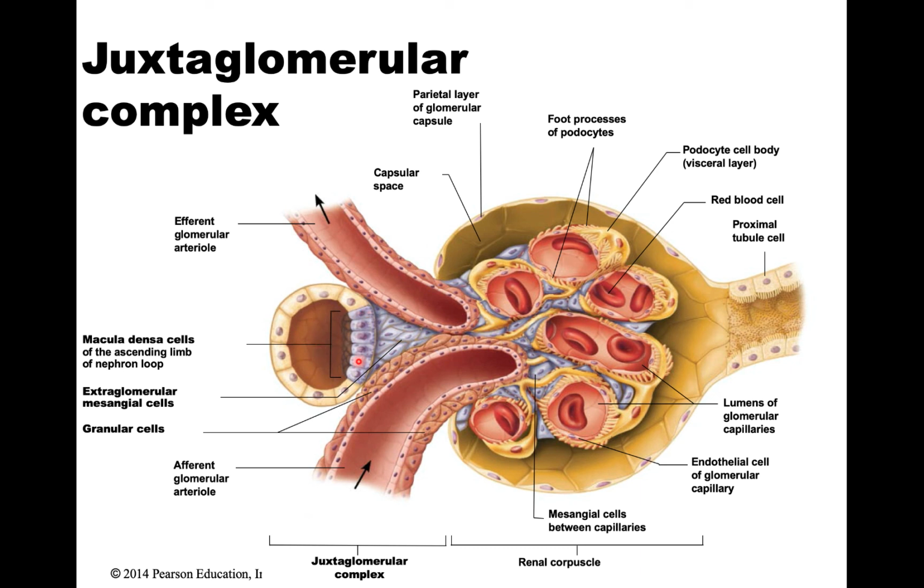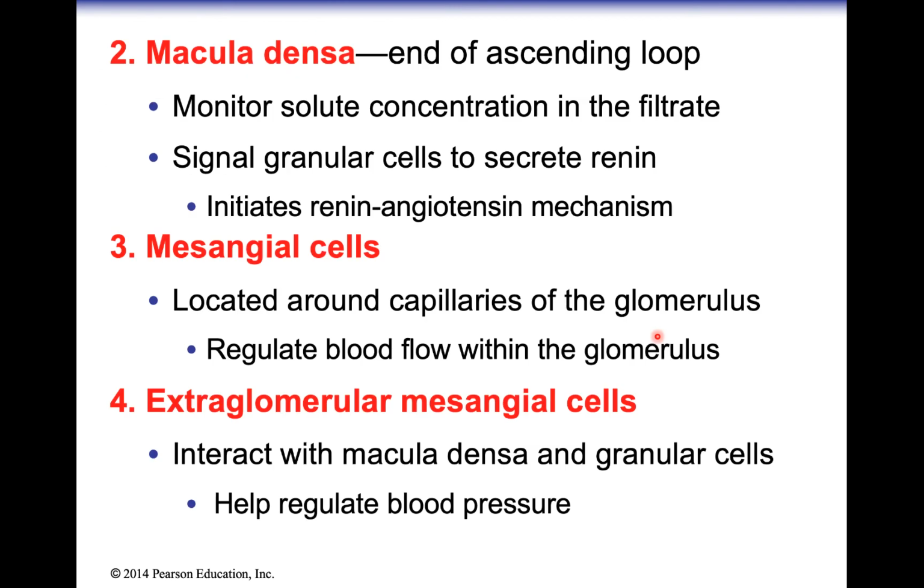So these macula densa cells can say, hey, there's way too much salt in here. Lower your filtration. Or the macula densa cells can say, hey, there's not enough salt and there's too much water. Can you guys increase your filtration to get more salt and waste out? So these macula densa cells will monitor the concentration of the filtrate, and they will send signals to the rest of the cells, alerting them when filtration is too high or when filtration is too low.